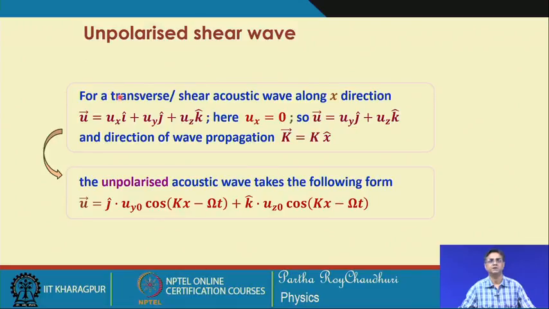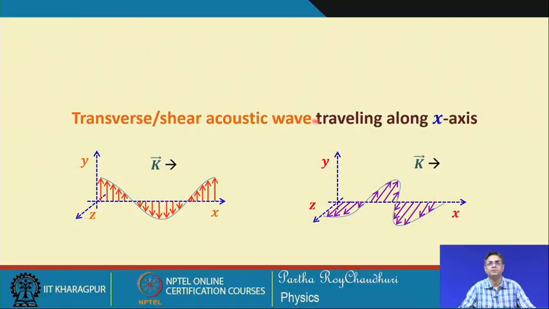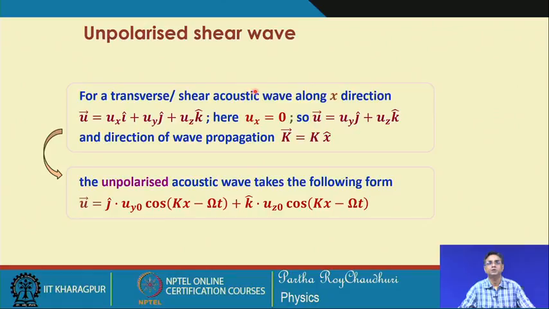Okay. So, for a transverse or shear acoustic wave along the x direction, analytically, because these are the complete general representation for the vector u, which has the components u x, u y and u z, but in this case because the wave is traveling in the x direction, u x is equal to 0, but u y and u z are non-zero quantities.